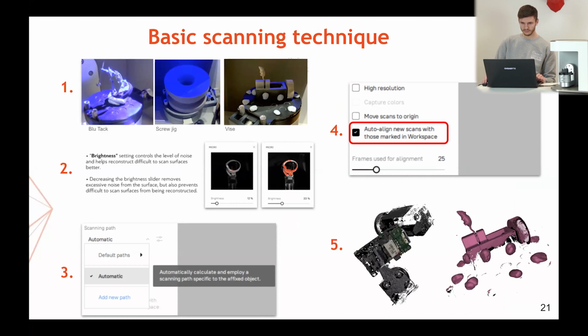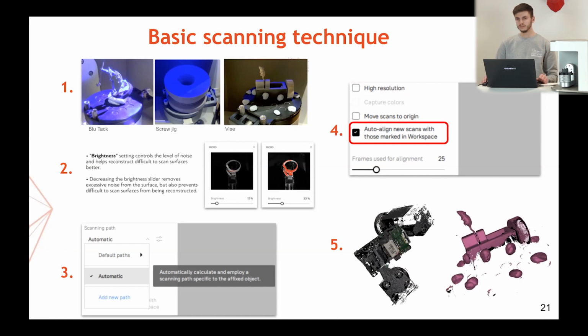Number 3, select the automatic scanning path and launch the scan. You may also want to enable the high resolution mode and color capture if you need any of those. The micro will pan and rotate the object on the platform and will perform an initial scanning run. Then, based on the first set of frames that it collected, it will plan its path accordingly and will continue scanning in order to cover any areas of the object that still remain uncaptured.